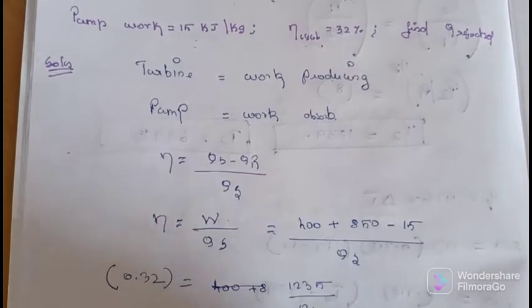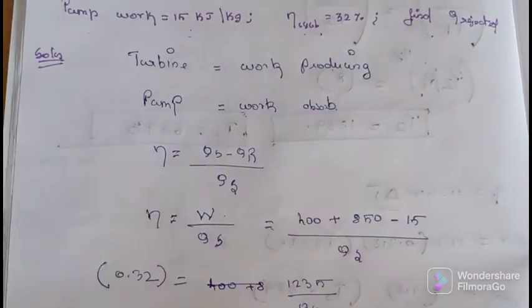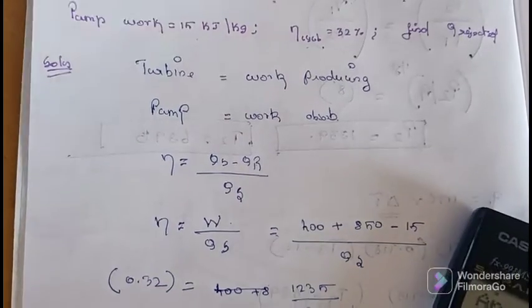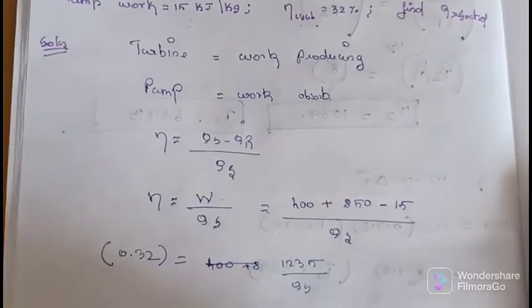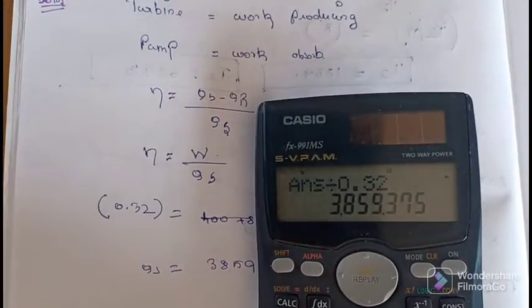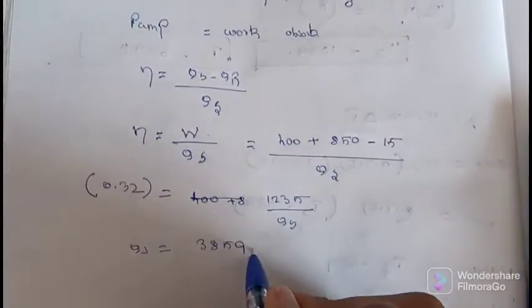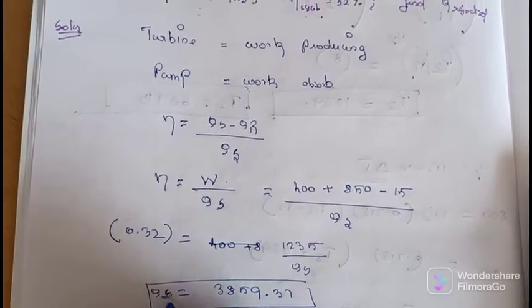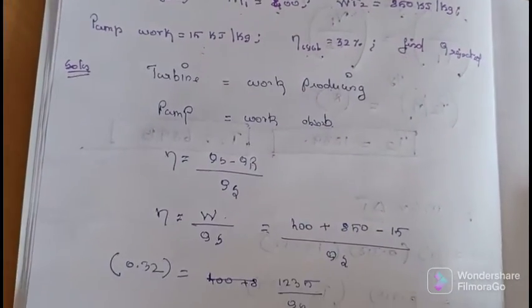So 1235 equals 0.32 times Q of S. On simplifying this, we get 1235 divided by 0.32, so the answer is 3859.37, which is the heat supplied, right?